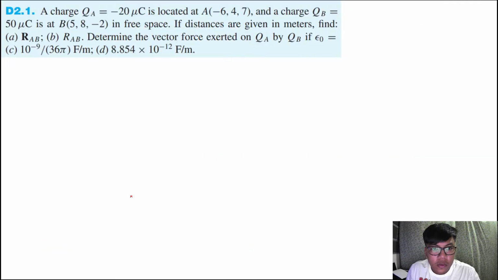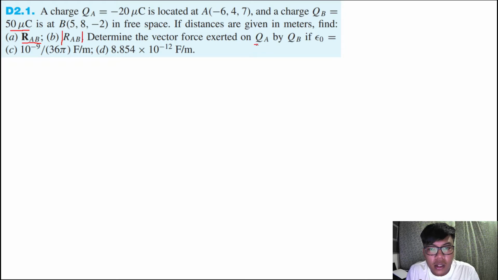Okay? So, another example, a charge QA is equal to negative 20 microcoulomb is located at point A, negative 6, 4, 7. And the charge QB, Q sub B is equal to 50 microcoulomb is at point B, 5, 8, negative 2 in free space. So, if distances are given in meters, find RAB or vector RAB. Tapos, item B is the magnitude of RAB. Then, determine the vector force exerted on QA by QB.